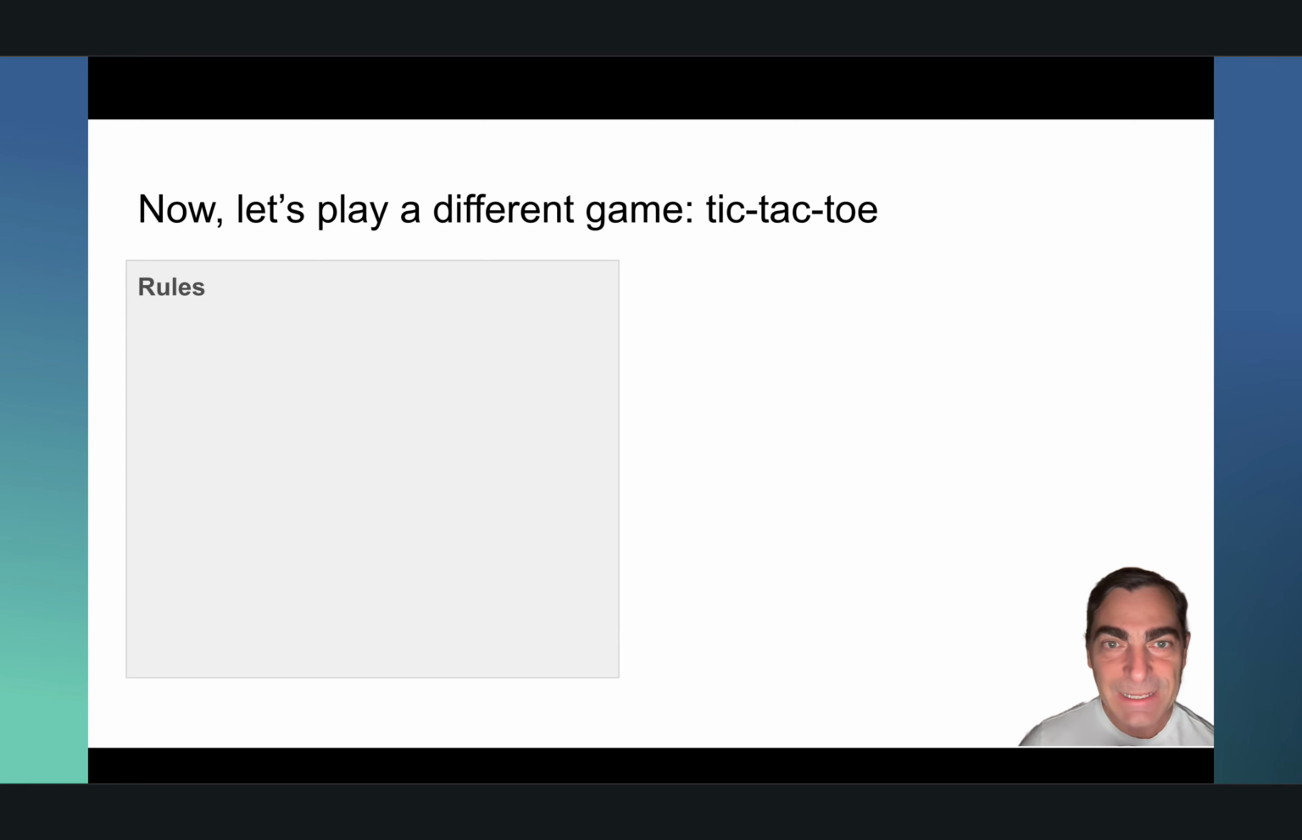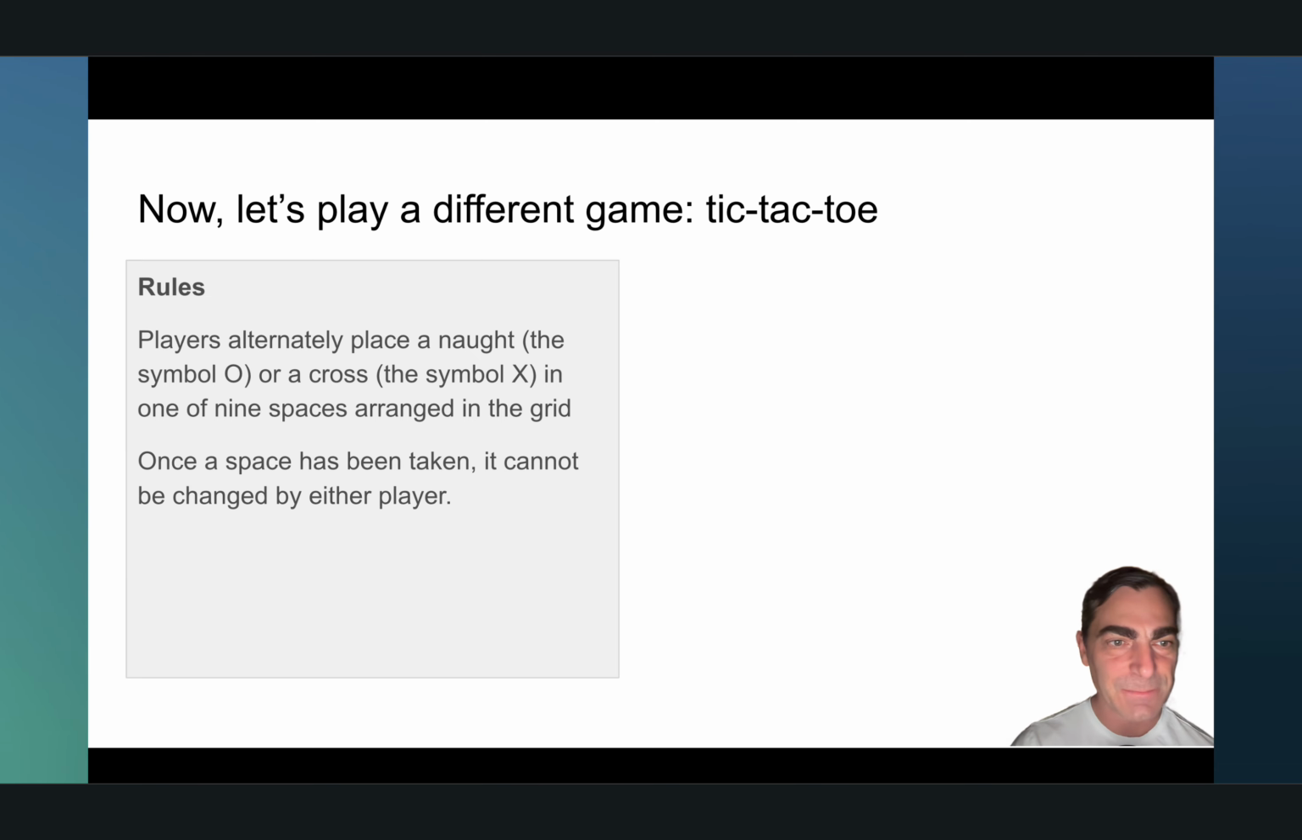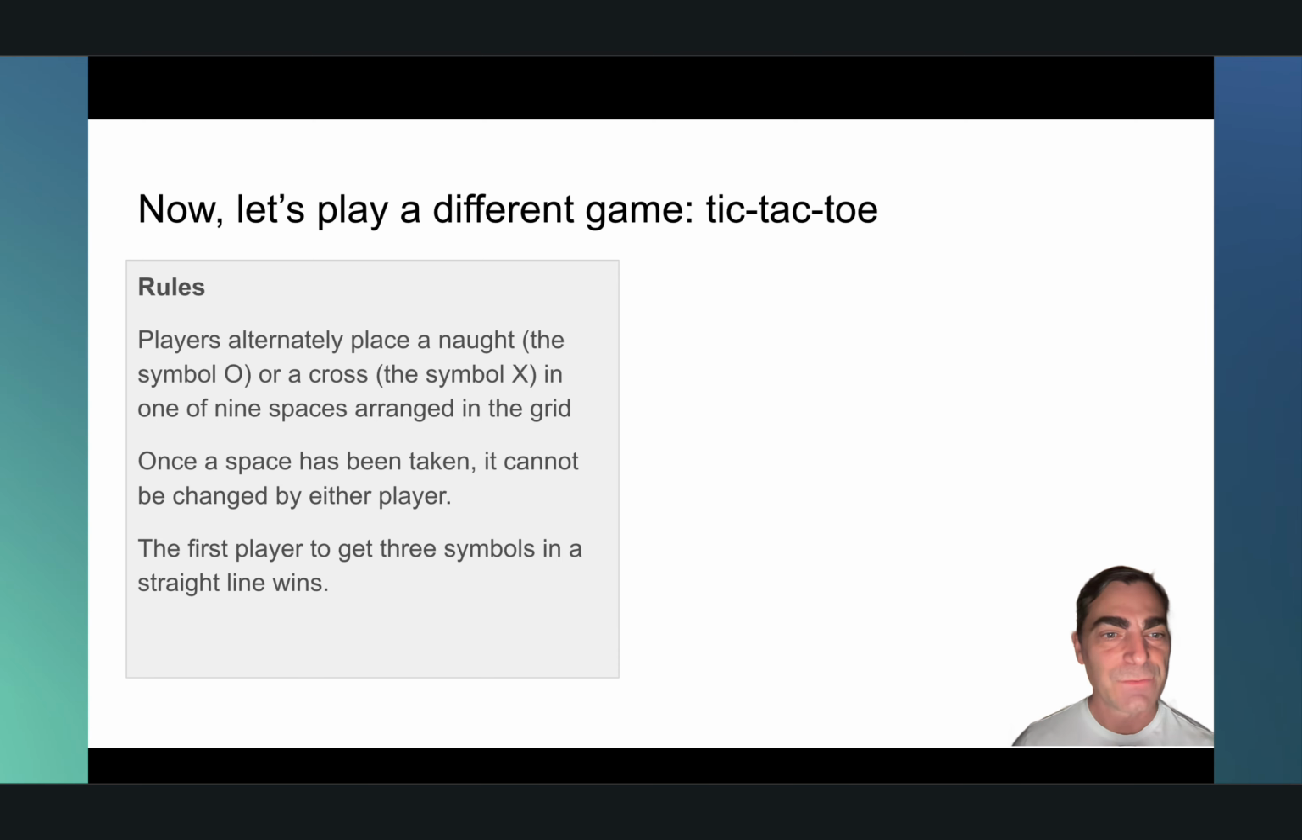This is the classic tic-tac-toe. So what are the rules? Players alternately place a knot, the symbol O, or a cross, the symbol X, in one of 9 spaces arranged in the grid. Once a space has been taken, it cannot be changed by either player. The first player to get 3 symbols in a straight line wins. I hope you played tic-tac-toe before. It's pretty straightforward.